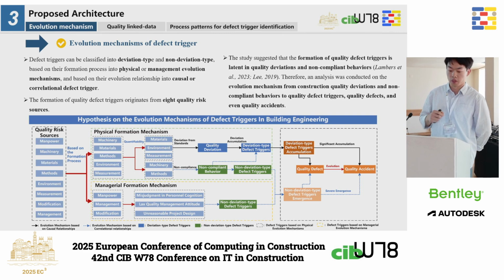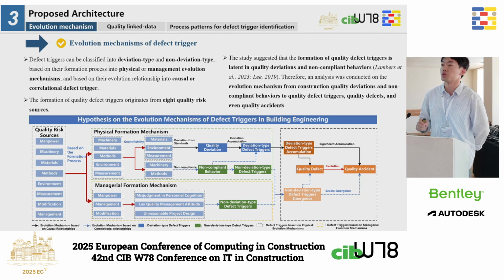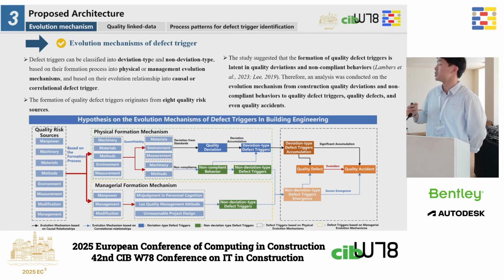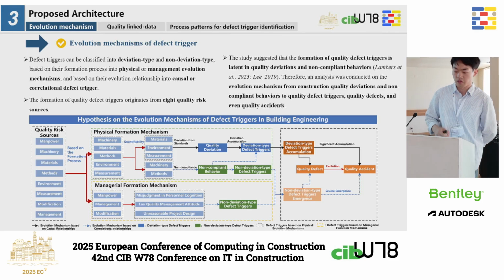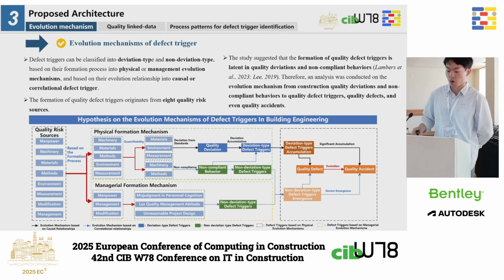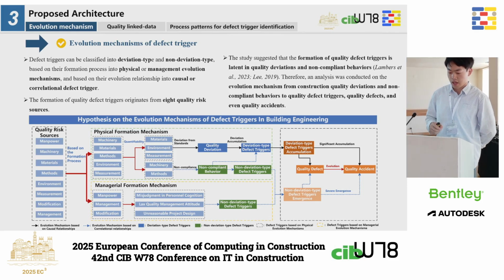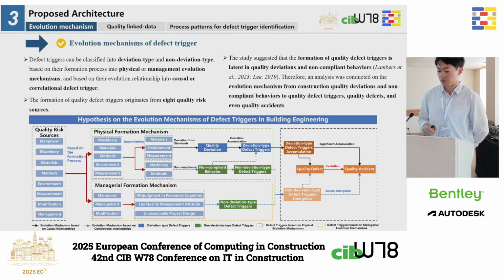the study researched the evolution mechanism of defect triggers. We found that defect triggers can be classified into deviation type and non-deviation type. The deviation type is the quality deviation, and the non-deviation type is quality management defects or some human-related reasons. So the formation of quality defect triggers ranges from 8 quality risks. And the study suggests the formation of quality defect triggers is latent in quality deviation and non-competent behaviors.